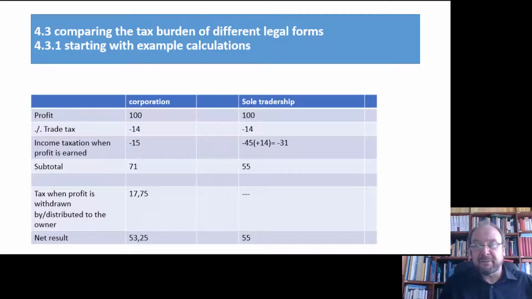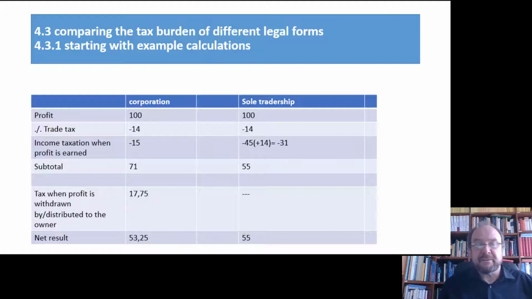If you distribute that all as a profit, then you would have to pay 25% dividend tax. And again, we assume there is no church tax and no solidarity surcharge, just to make things a bit easier. So then the net result is 53.25.